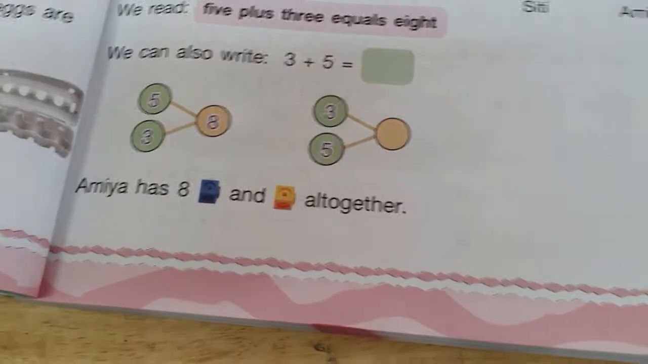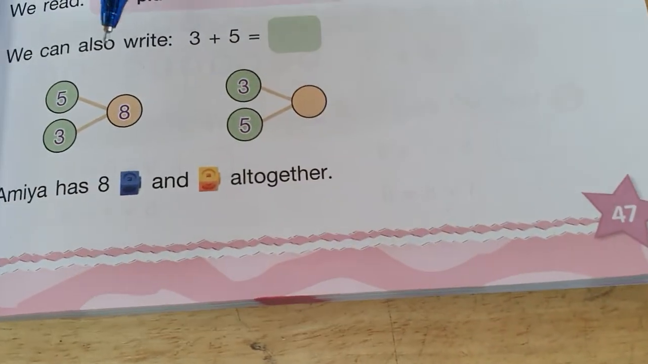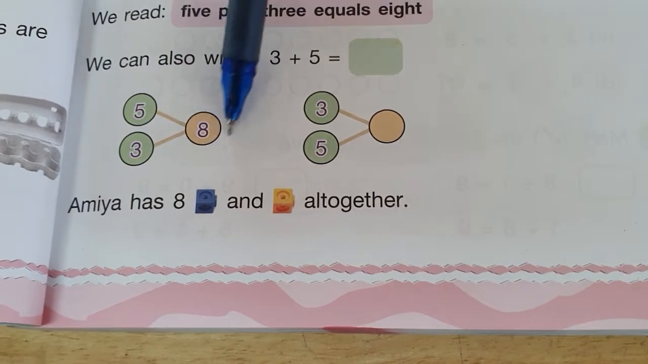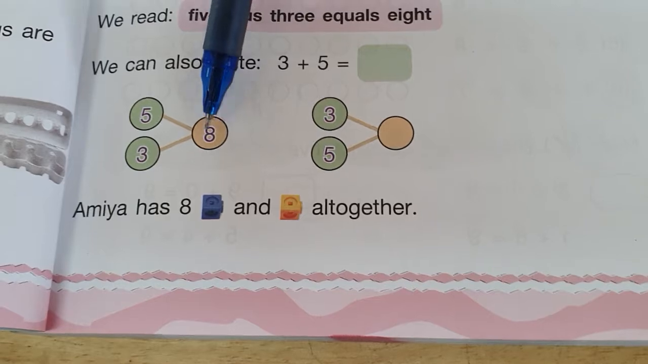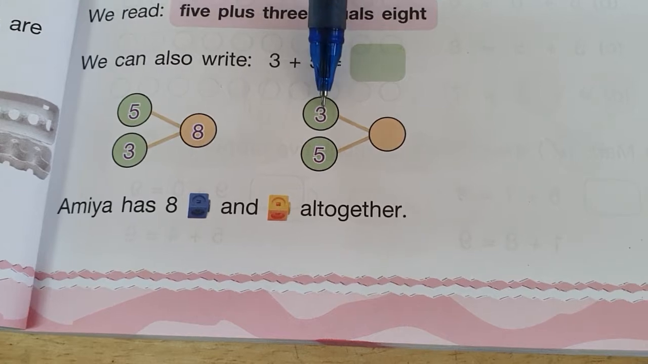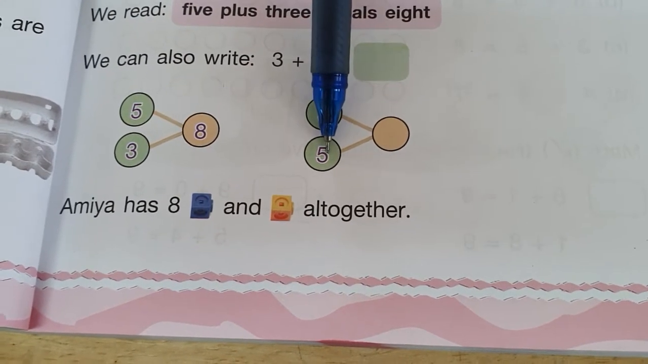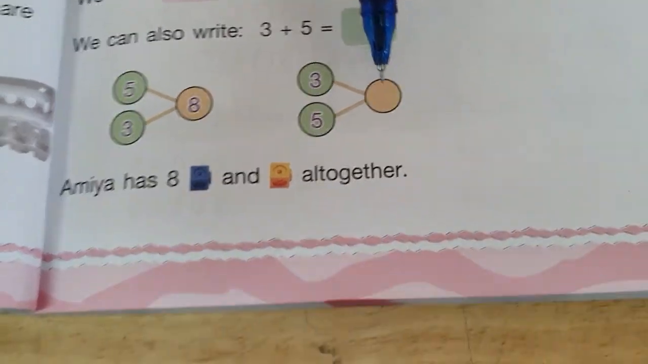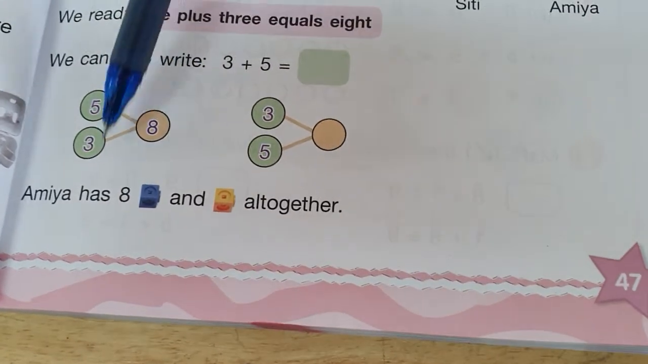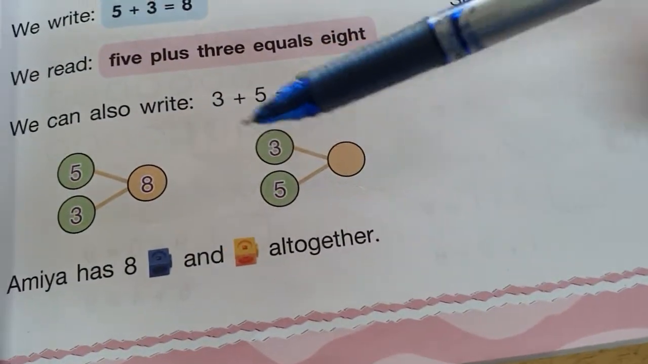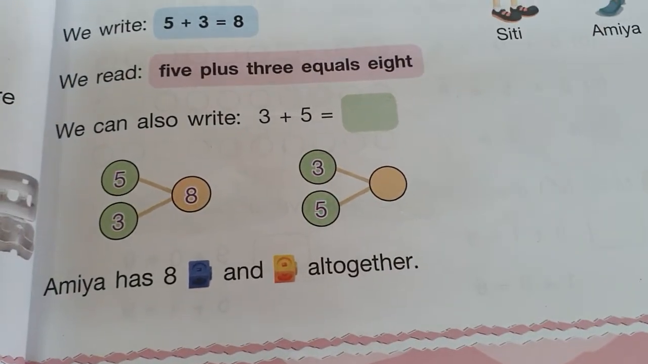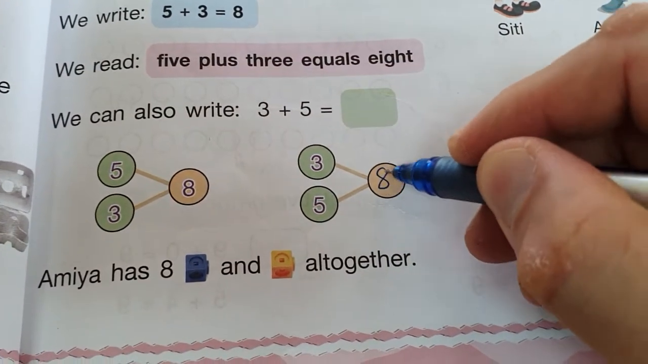So if you look at the number bonds, it's a little bit clearer to see there. Part 1, 5. Part 2, 3. The whole is 8. Put together, the total is 8. But if we change it around, part 1, 3, not 5. Part 2, 5, not 3. Then the total should be the same as that, because it's the same numbers you are adding together. They have just changed position, but it is still the same numbers. So the answer is 8 again.